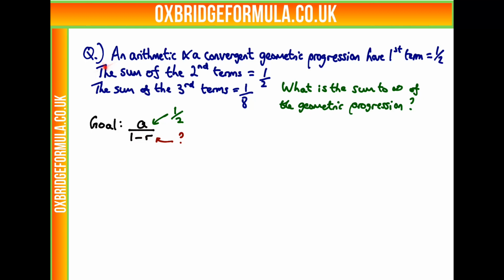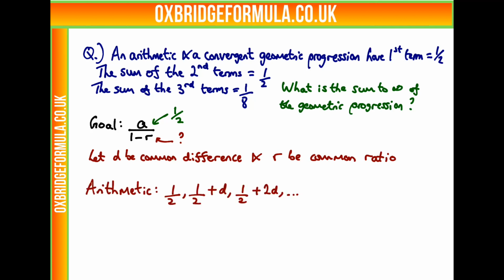So let's try and put all this information into some maths. What would the terms of the arithmetic sequence look like? If we denote d to be the common difference for the arithmetic sequence and r to be the common ratio, the arithmetic series must be of the form half, half plus d, half plus 2d, and so on. Similarly, the geometric series must be of the form half, half times r, half times r squared, and so on.